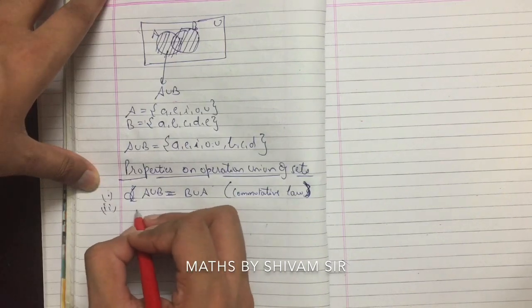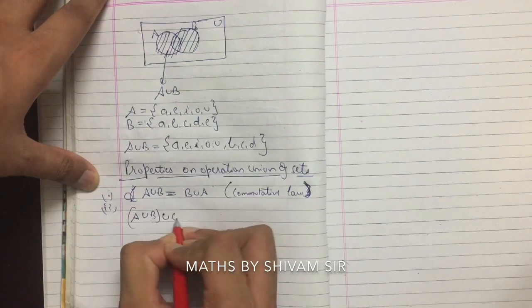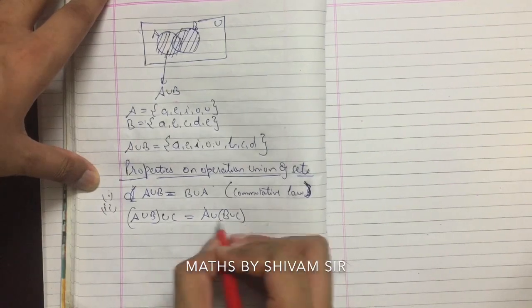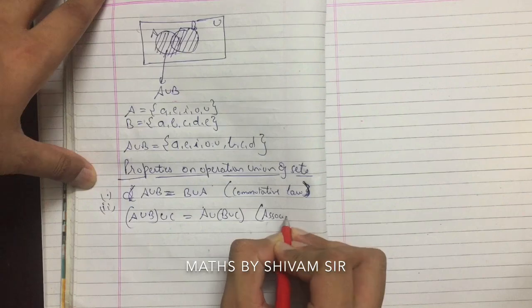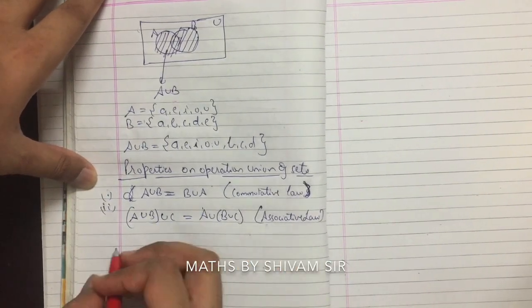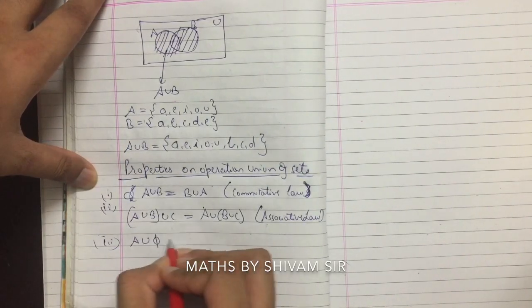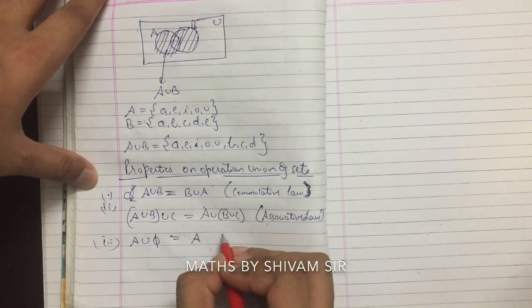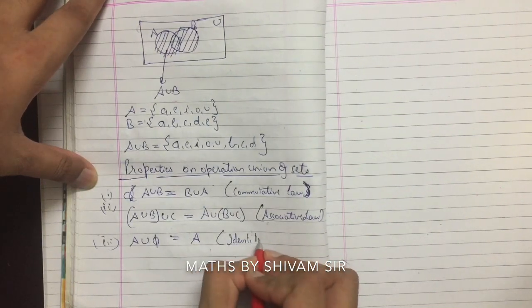Second property is (A union B) union C is equal to A union (B union C). Again, the sequence can be any. So this is the associative law. This we are going to use in our questions. Third, A union phi. Phi is nothing, the empty set. So A union phi will be A itself. This is what we call the identity law.